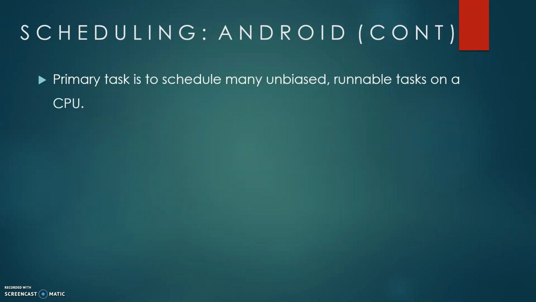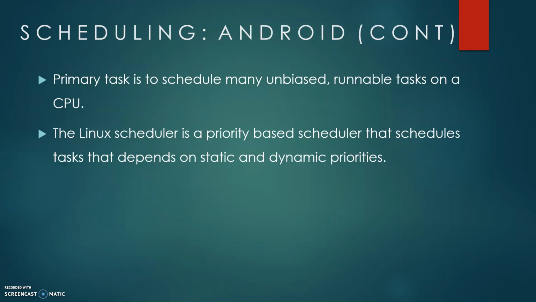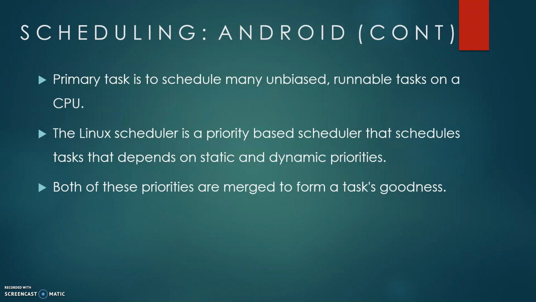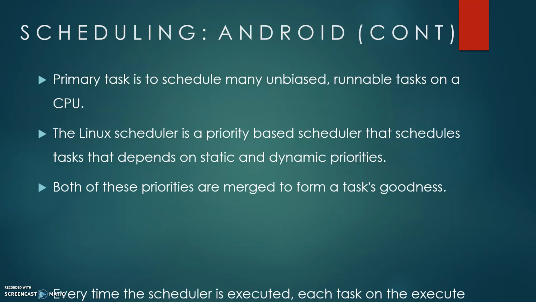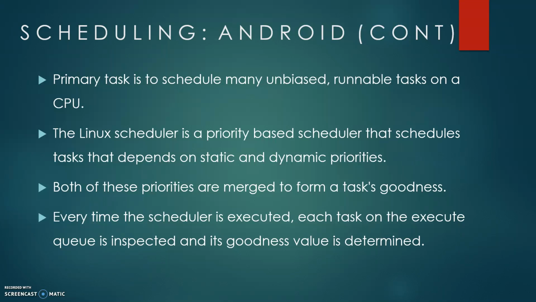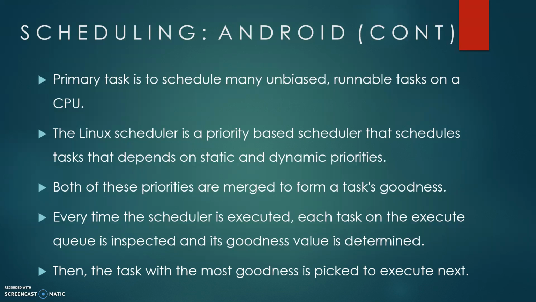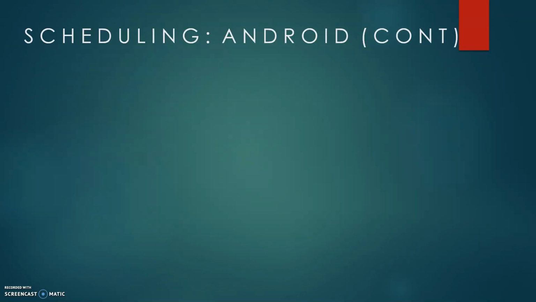The primary task is to schedule many unbiased runnable tasks on the CPU. The Linux scheduler is a priority-based scheduler that schedules tasks depending on static and dynamic priorities. Both of these priorities are merged to form a task goodness. Every time the scheduler is executed, each task on the run queue is inspected and its goodness value is determined. Then the task with the most goodness value is picked to execute next.